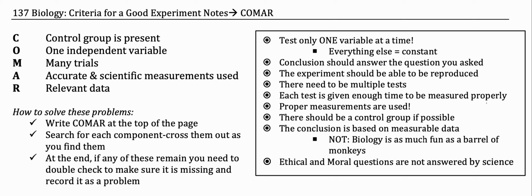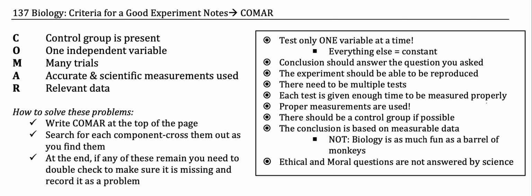M stands for many trials. If you just run the experiment once with no other test subjects, it's going to be difficult to prove that your experiment was successful or not based on your one trial. Okay, so we need to have many trials, and this might be like hundreds of trials. Depending on the situation or the experiment, it could be a handful of trials versus hundreds of trials. So it depends on, like I said, the experiment.